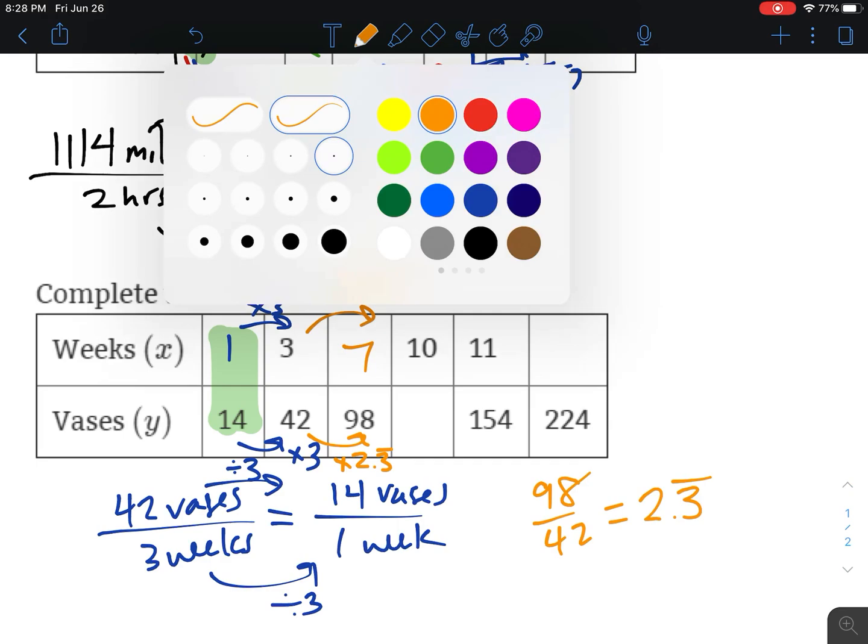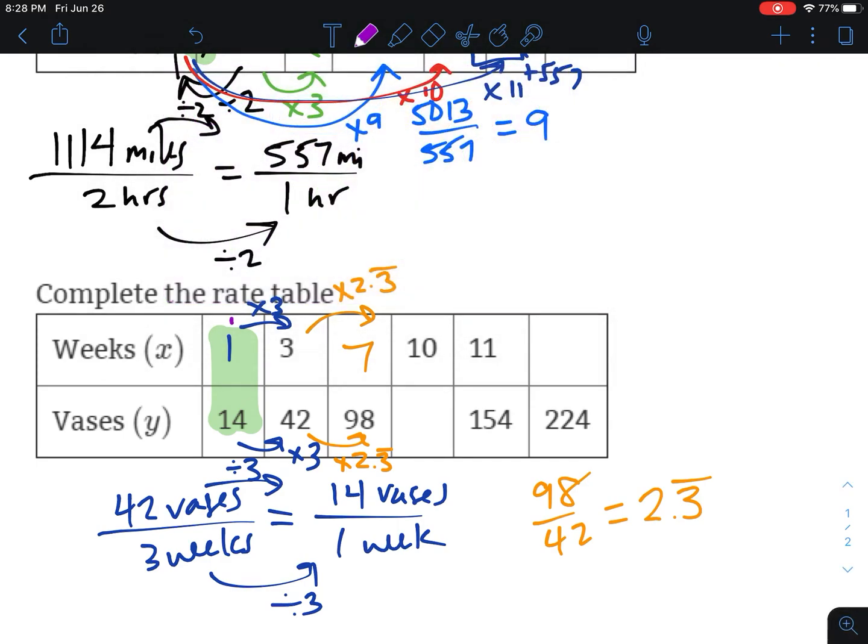To go to 10 here, again, I could use the unit rate or I could use any of them. I'm going to make it easy on myself here. I'm going to use the unit rate. 1 to 10 would be times 10. So 14 to this one would be times 10, 140. That's why I like the unit rate, because it's pretty easy to use for anything.